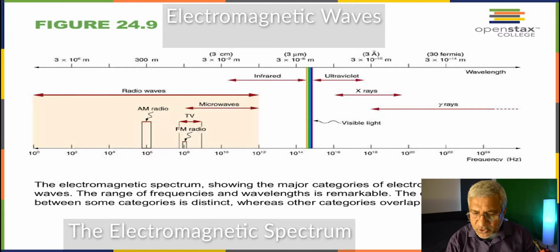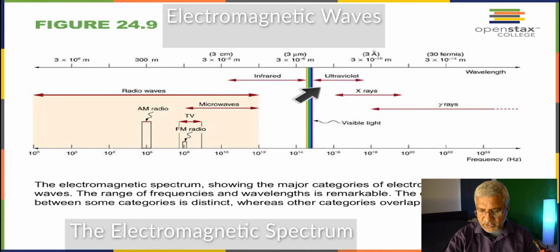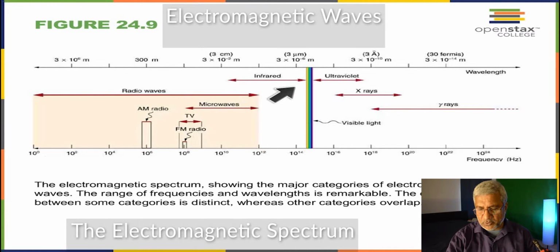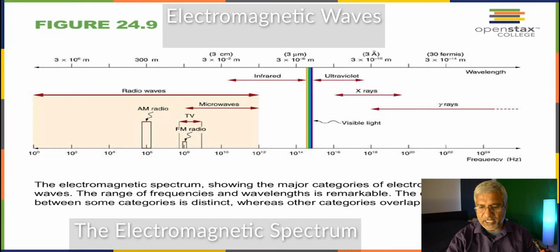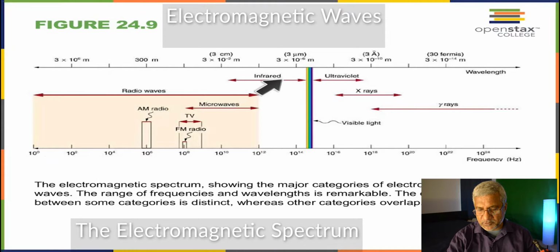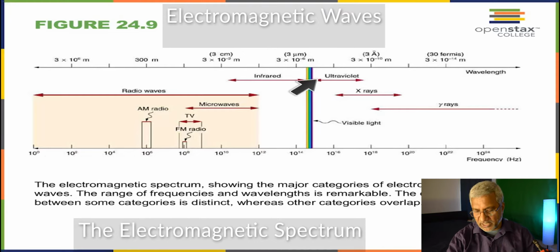So now let's look at those regions again. You can also notice that the frequencies just below red are called infrared, and the frequencies just above violet are called ultraviolet. Remember, the word ultra means higher, infra means smaller. So infrared frequency is just smaller than that of red, and ultraviolet frequency is just more than that of violet.